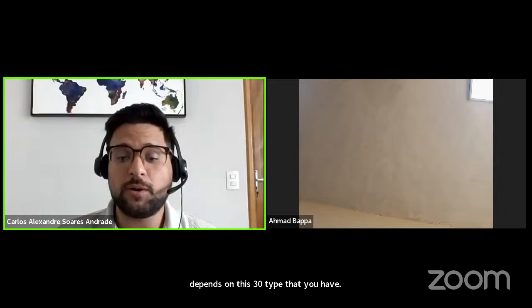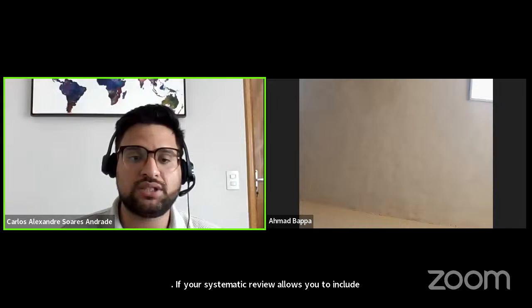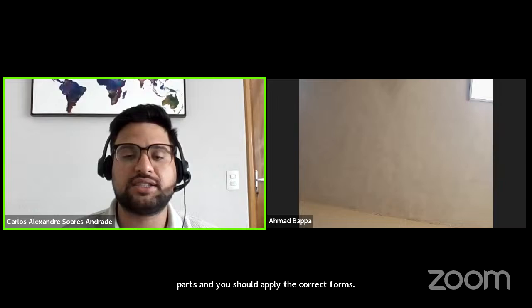So if your systematic review allows you to include different types of studies, you should have this extra part and you should apply the correct forms, data extraction and quality assessment, for the different types of studies.